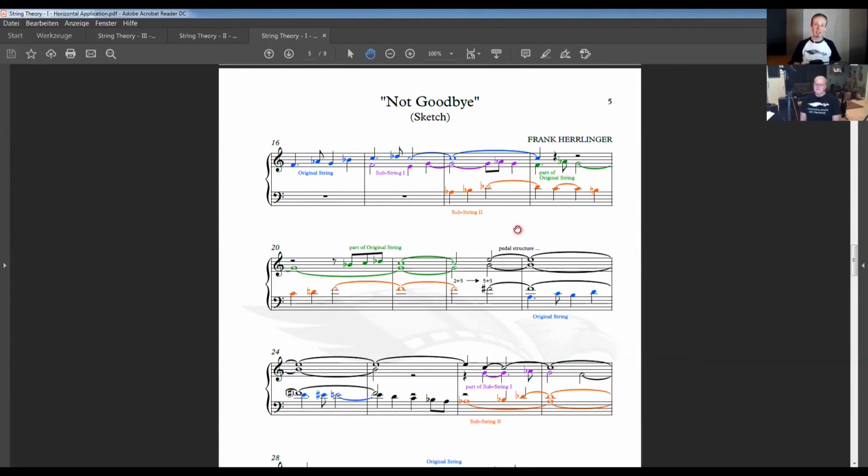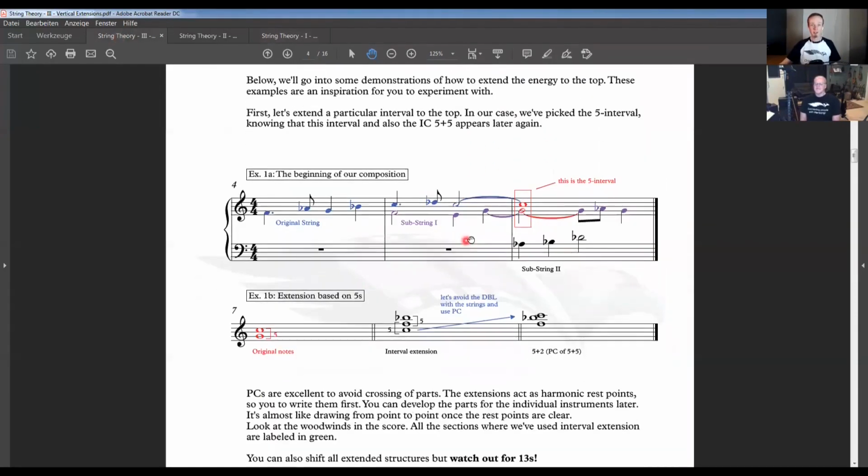Let's use this interval and extend it to the top. Now I'm coming back to my original PDF. That is why I spotted this 5 interval here, and that is this guy. So when I talk about interval extension, it's basically just repeating the formula. If you have a 5, put another 5 on top and another 5 and so on. And this way we create this 5 plus 5 structure here, starting from the top note that we found in our sketch.